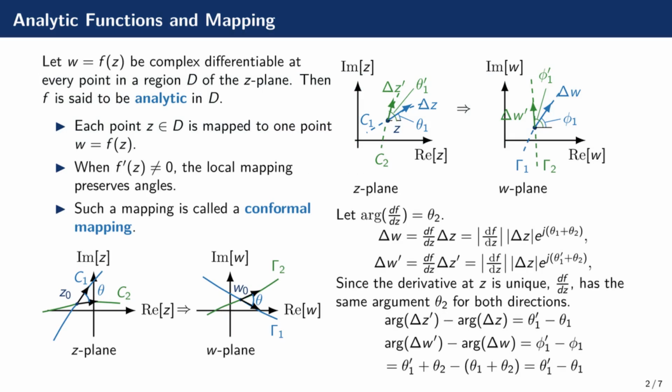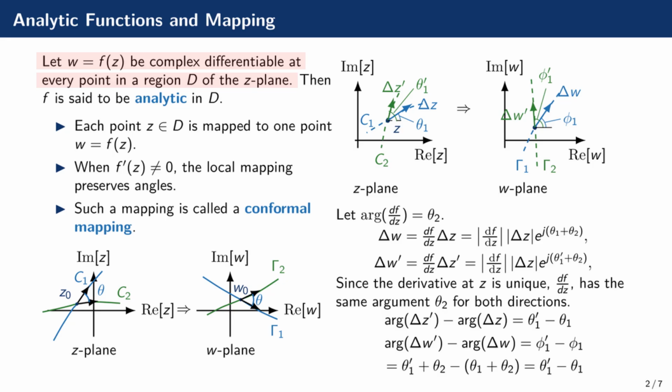In this section, we discuss conformal mapping. In the previous part, we considered the meaning of differentiability of complex functions. Here, we look at what it implies for a mapping between complex planes. Consider a complex function w equals f of z.